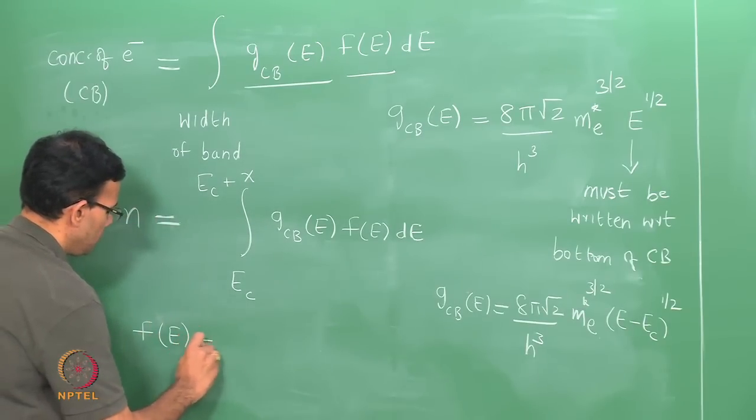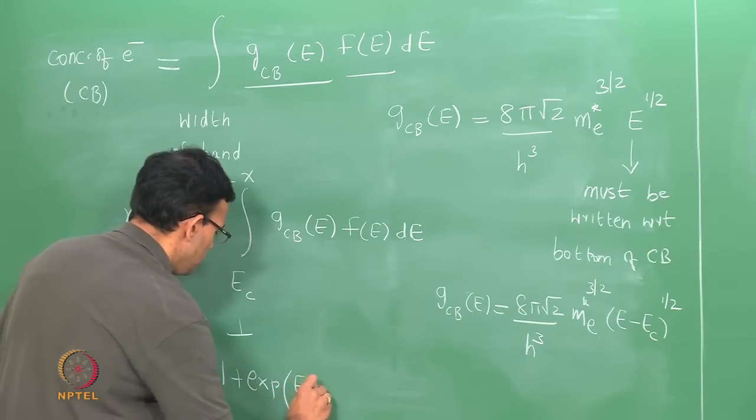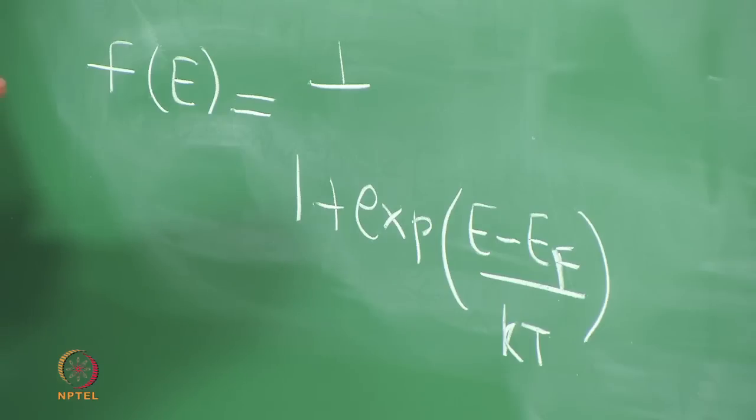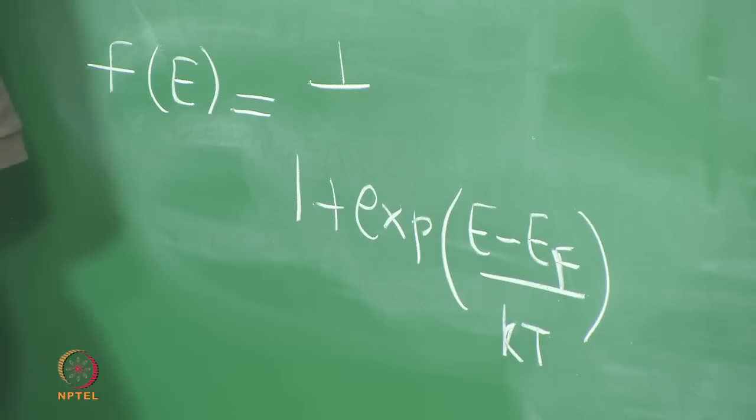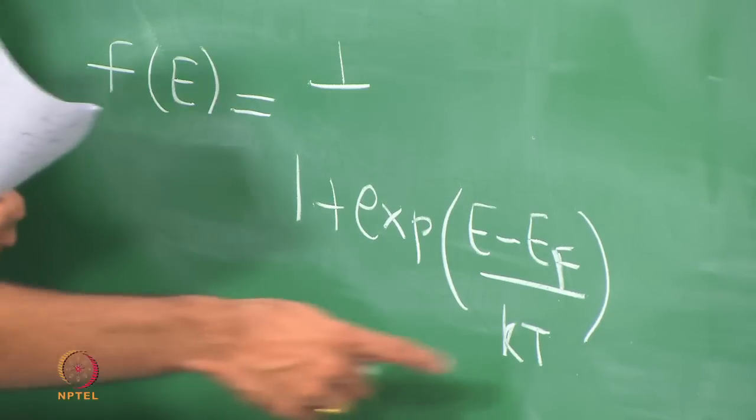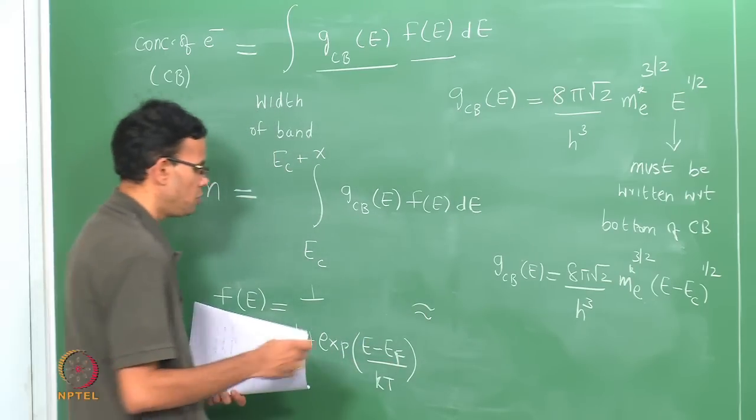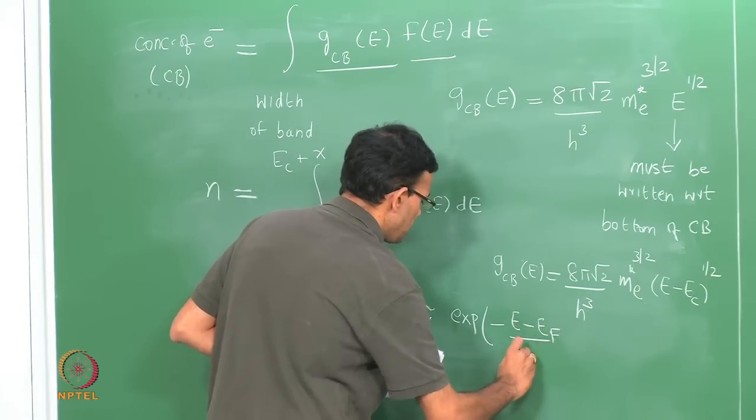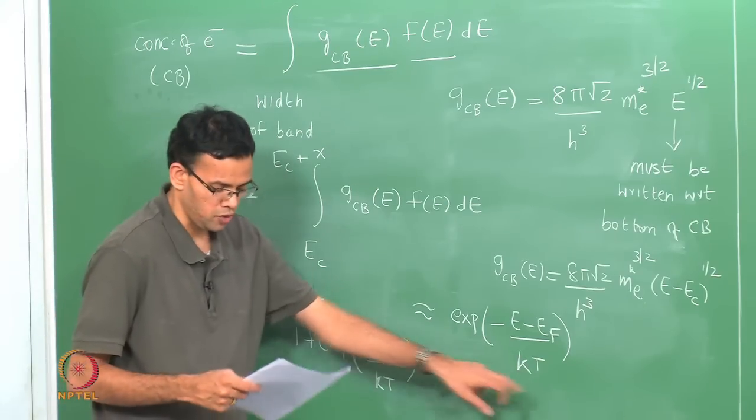F of E is 1 over 1 plus exponential E minus E f over k t. Usually in the case of silicon, and we will actually show it explicitly later on, E minus E f will be of the order of electron volts, or at least greater than 0.5 electron volts. k t is usually of the order of milli electron volts. So, we can approximate the Fermi function as a Boltzmann function and write this as exponential minus E minus E f over k t. So, this expression approximates to this one.